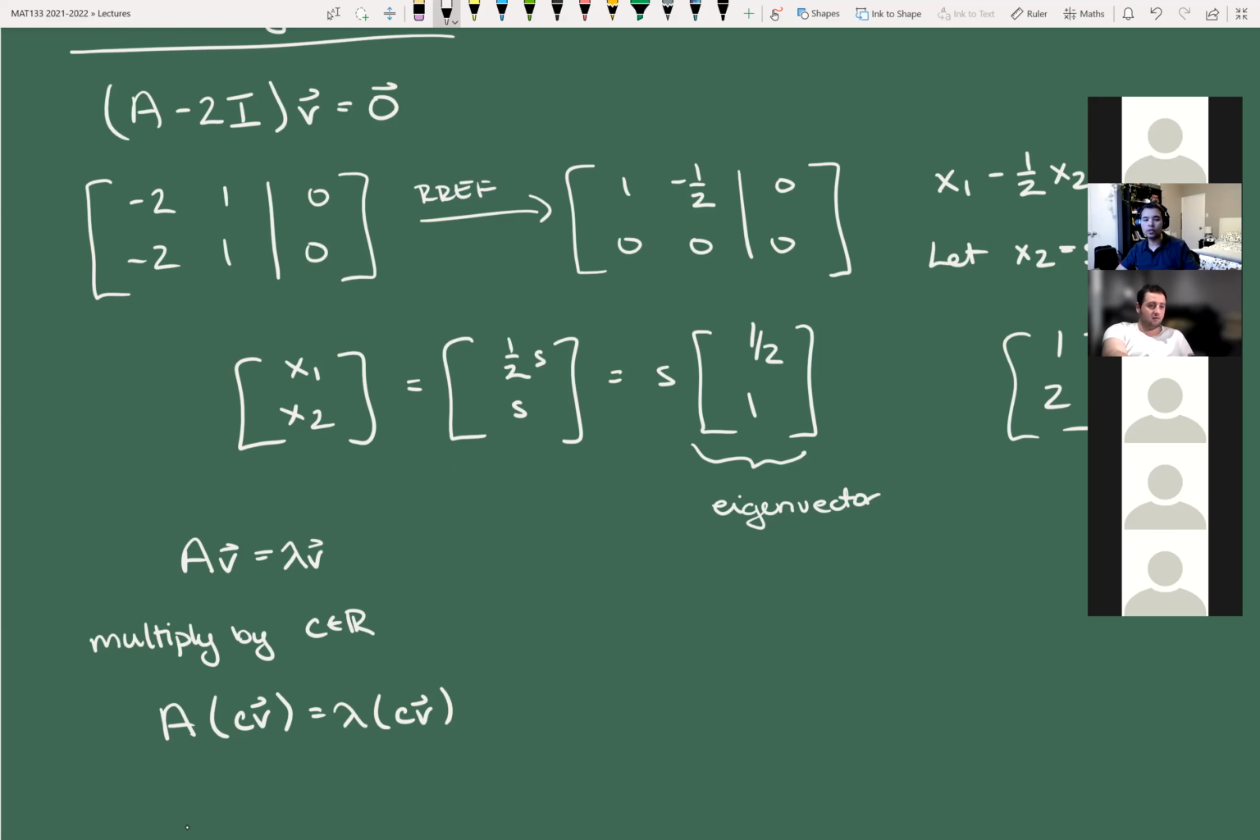Yeah, so we chose. Let me phrase that maybe slightly differently. We chose the number 2 to guarantee that A minus 2I would not be an invertible matrix, and because it was not invertible, that guaranteed that (A minus 2I)V equals 0 had a non-trivial solution. Okay, does that make sense?